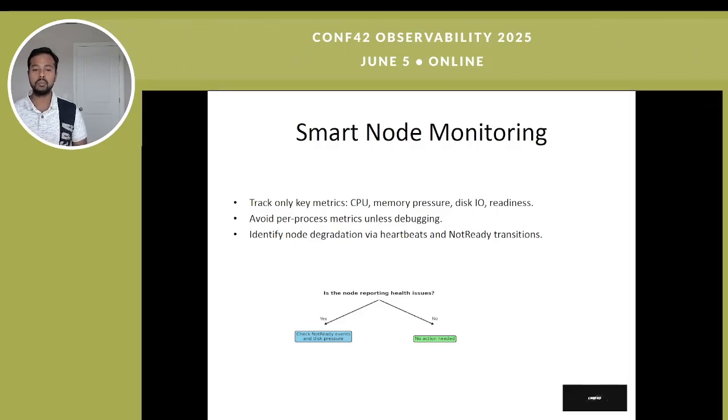For smarter node monitoring, it's essential to track only the key metrics that truly reflect the system health, such as the CPU usage, memory usage, and disk I/O. Avoid getting bogged down with per process metrics unless you're in a debugging or troubleshooting scenario. Monitoring node degradation through heartbeats and node not ready transitions can provide early warnings of potential issues without overwhelming your data collection efforts.